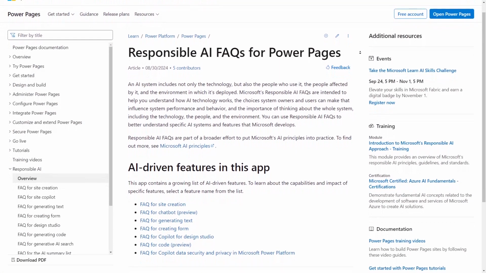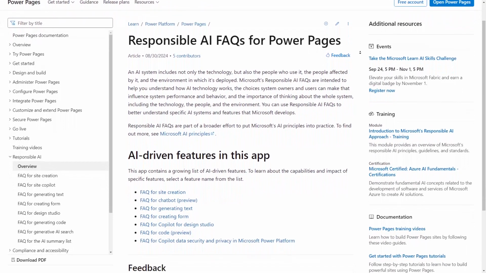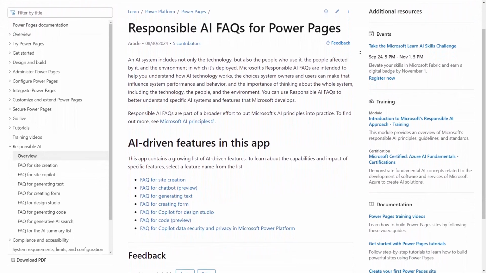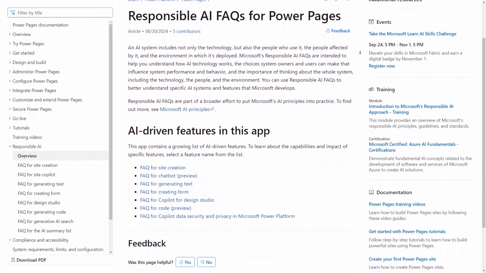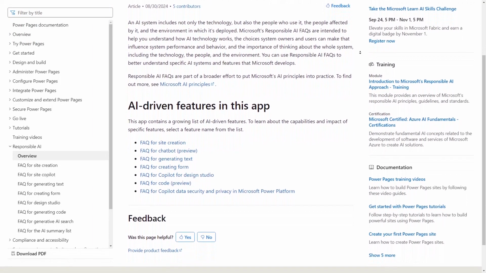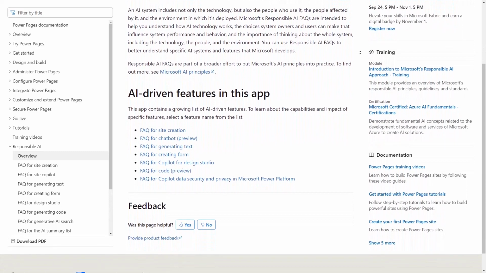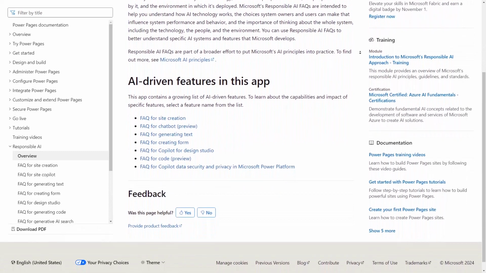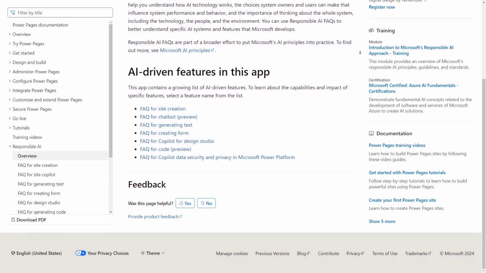Are you curious to find out more about the AI-related features of Power Pages? Do you want to go beyond the how-to documentation and find out how the performance of the features were evaluated, or what the limitations are? Then check out the Responsible AI FAQs on Microsoft Learn.